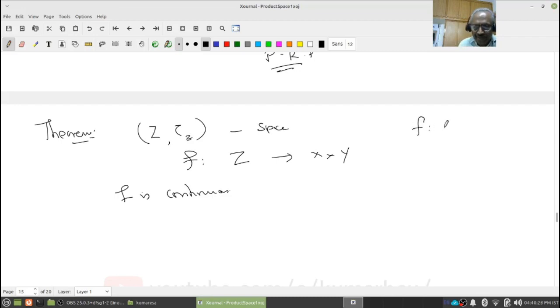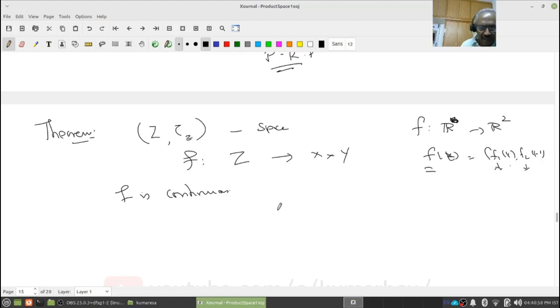If f is a function from, let us say, I don't care what it is, R to R2, right? f of t is (f1 of t, f2 of t) for t in R. This is going to be a vector in R2, therefore I can write the first coordinate as f1 of t and the second as f2 of t. Then f is continuous if and only if f1 and f2 are continuous. Right? Do you understand? So I want to make such a thing.